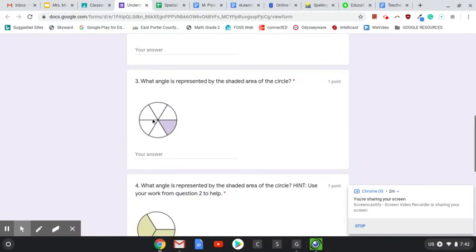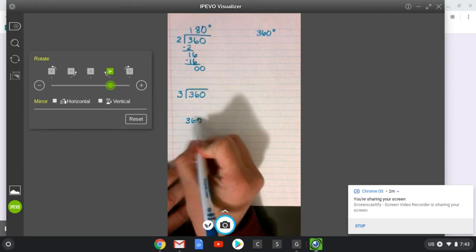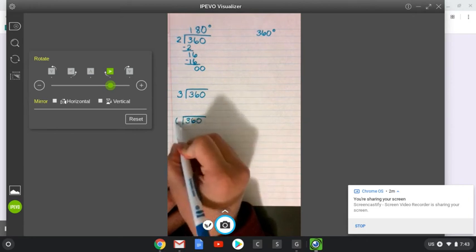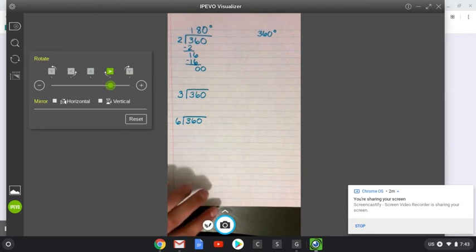Let's see how many pieces we have. 1, 2, 3, 4, 5, 6. Okay, same thing. 360 degrees for the whole circle, divided into 6 pieces this time. Again, that number goes in very nice and evenly. So go ahead and divide that one on your own.